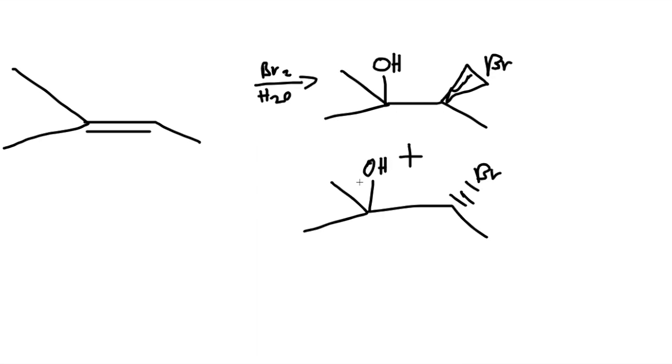Now for this, you notice that I didn't put a wedge or a dash on the alcohol. This is because this carbon over here isn't a chiral center. It's not a chiral center carbon, so a wedge or a dash would not be correct. So no need to put a wedge or a dash because that carbon is not a chiral center.